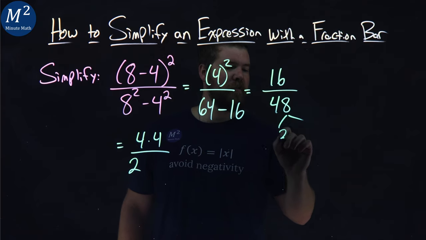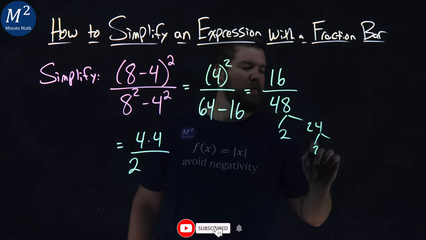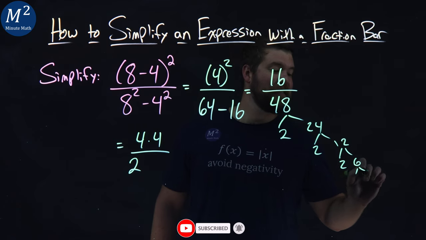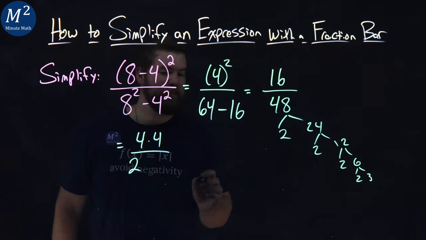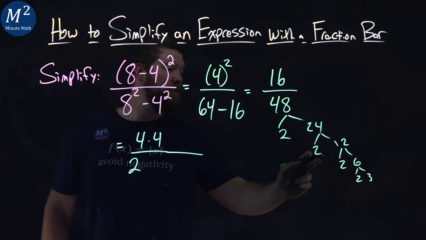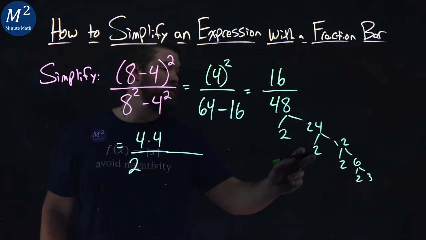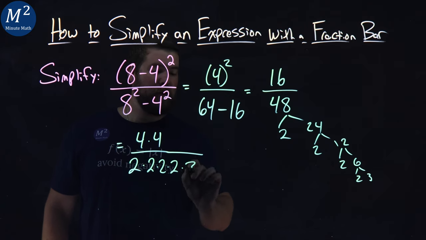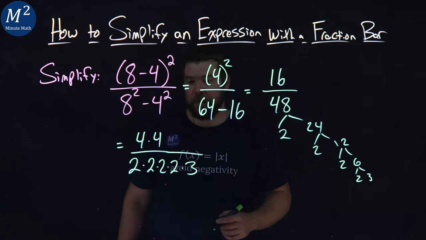Let's do a little factor tree. 2 and 24. 24 is 2 and 12. And 12 is 2 and 6, and 6 is 2 and 3. Let's just do it all. Why not? 2, 2, 2, 2. So 1, 2, 3, 4 2s. 2 times 2 times 2 times 2 times a 3 equals a 48.